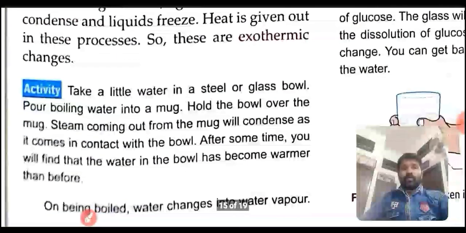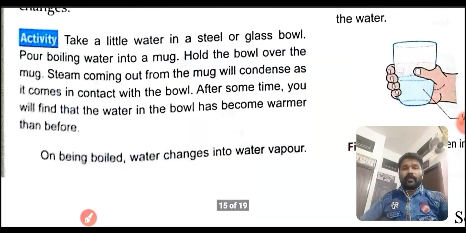Now, we are going to do one activity here. Take a little water in a steel or glass bowl. Pour boiling water into a mug. Clear? Hold the bowl over the mug. Steam coming out from the mug will condense as it comes in contact with the bowl.